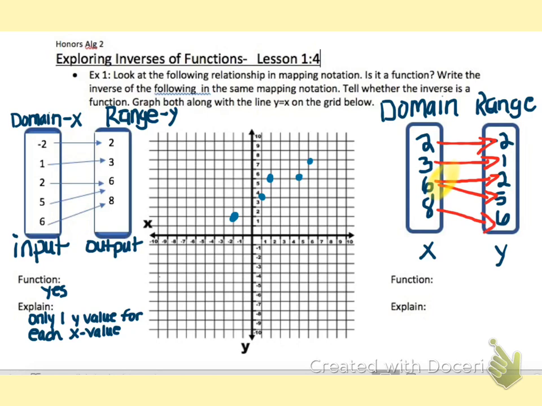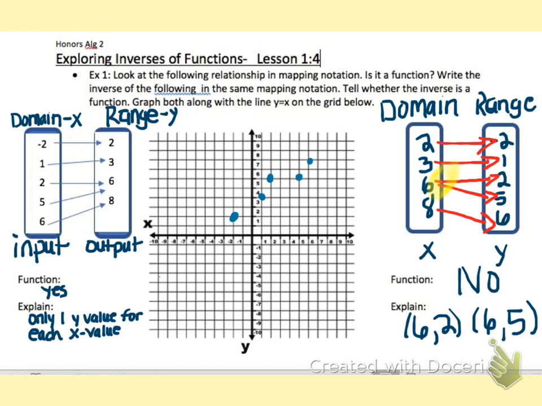So that one place where there's two arrows coming out of a domain value is exactly why this is not a function, because there are two ordered pairs. For instance, (6, 2) and (6, 5) have the same input but different outputs. So it's not a predictable output, which means it's not a function.